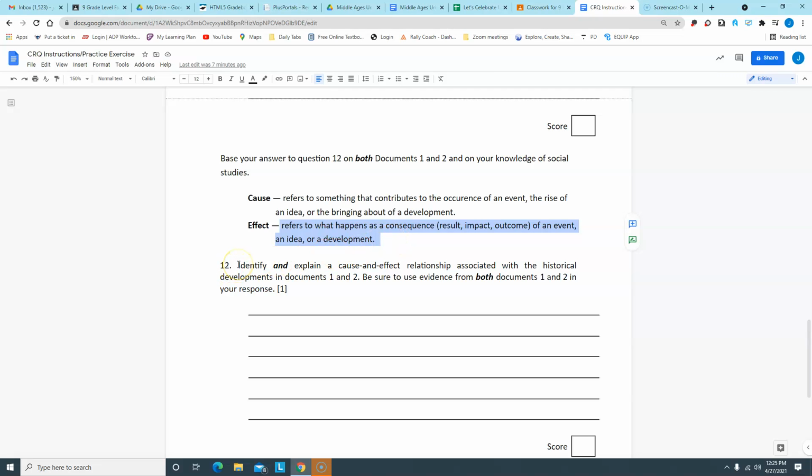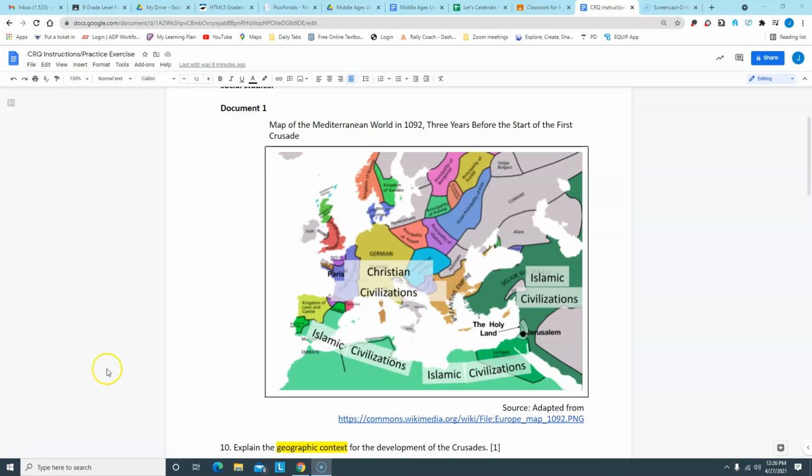Now, our final question for this question set, the CRQ, is to identify and explain a cause and effect relationship associated with the historical developments in documents 1 and 2. Be sure to use evidence from both documents 1 and 2 in your response. All right, so we are back up looking at document 1. Now we're really going to get into analyzing this document.